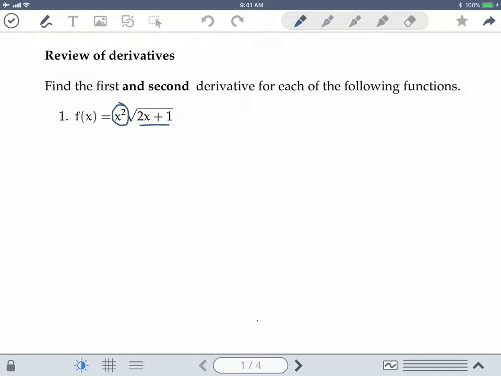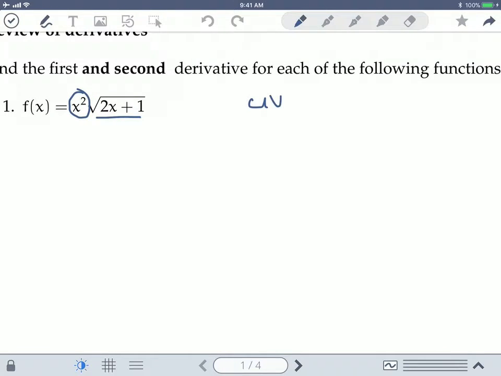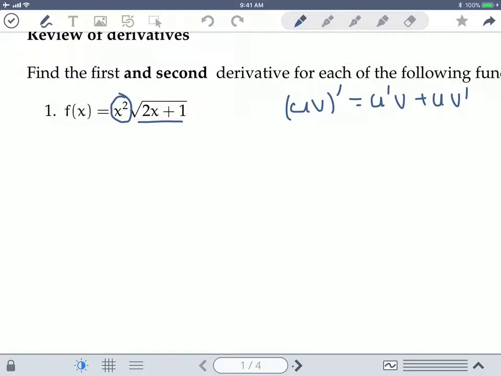So you have to remember that the product rule says that if you want the derivative of a product, I'm going to try to write here, it's the derivative of the first times the other plus u v prime. So I'm going to do that here. My first term is x squared, so the derivative of f is the derivative of x squared, which is 2x, times the second term, the root of 2x plus 1, then plus the x squared times the derivative of the second term.